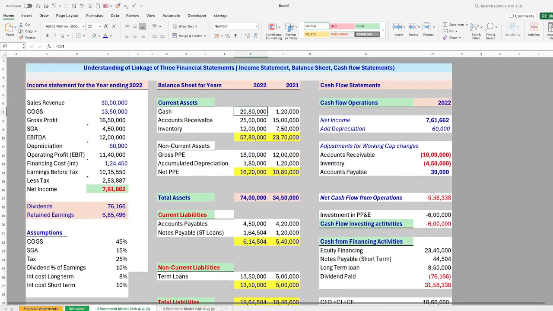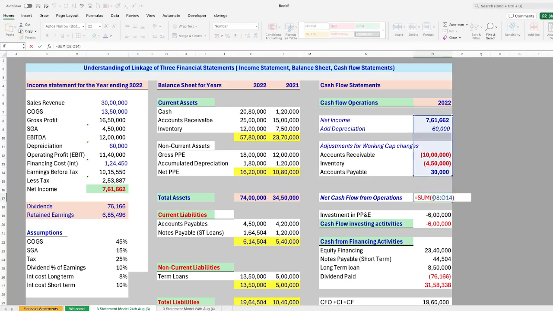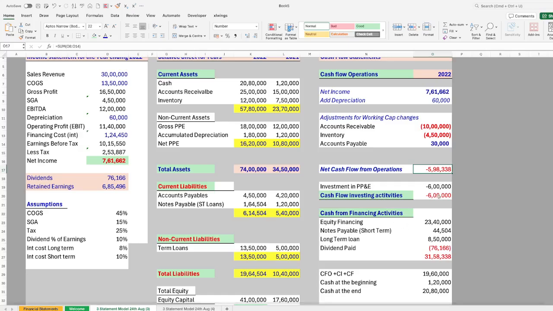We will discuss it. If you add everything, the net cash flow from operations is net income plus depreciation plus adjustment on working capital. Now, the second important item is cash flow from investing activity. There is an increase in the gross PPE: this year it is 18 lakhs, last year it is 12 lakhs. That means the long-term capital expenditure is deducted here in cash flow from investing.